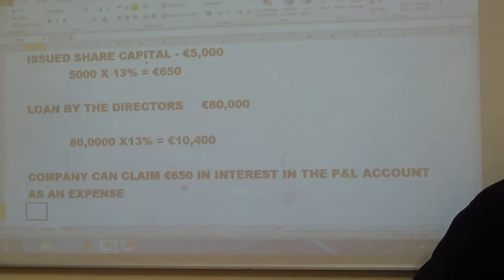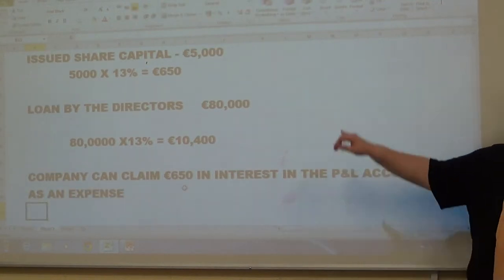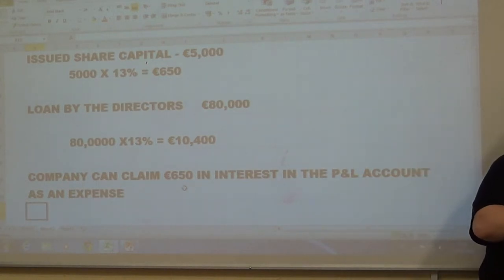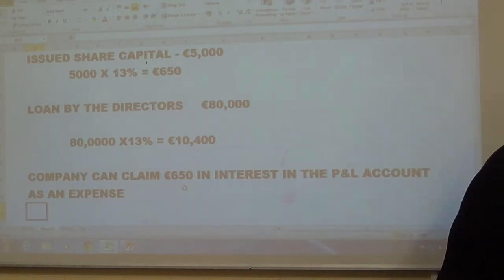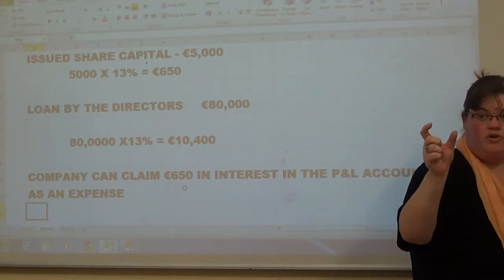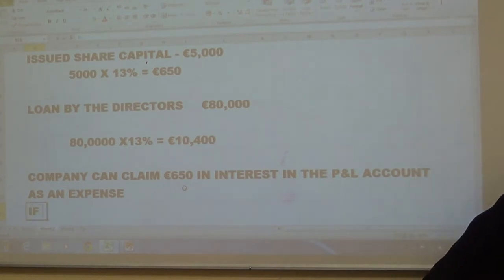So it's whichever figure works out the lower, and it's nearly always the share capital one that is the lower one. Okay? And then if they have the full 4,000, full 4,000 was put into the expenses, then you have a add back of the excess.